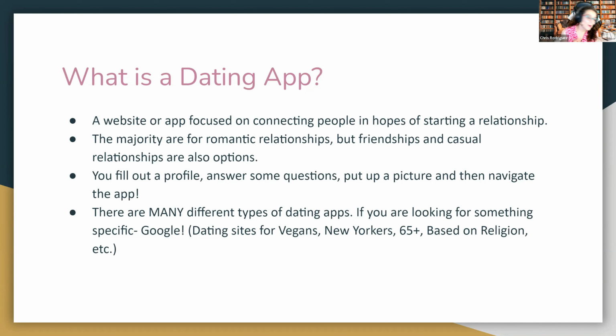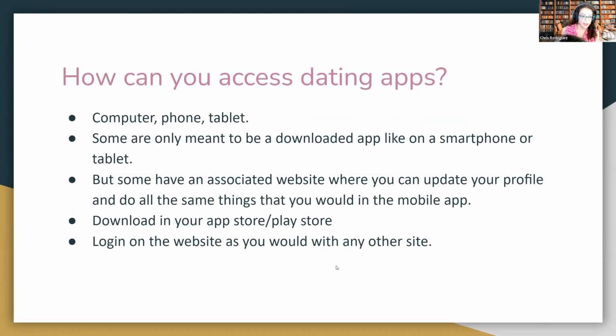There are so many different dating apps that if you are looking for something specific, I promise you a Google search will lead you in the right direction. If you're looking for a dating app specifically for vegans, living sustainably, New Yorkers, 65 plus, based off of your religion, if that's a top priority for you, you can find it. The ones that I'm going to talk about today are more broad. You can definitely put these priorities and information into your profiles. But if you want something very specific, then you can also find a niche dating app or dating site as well.